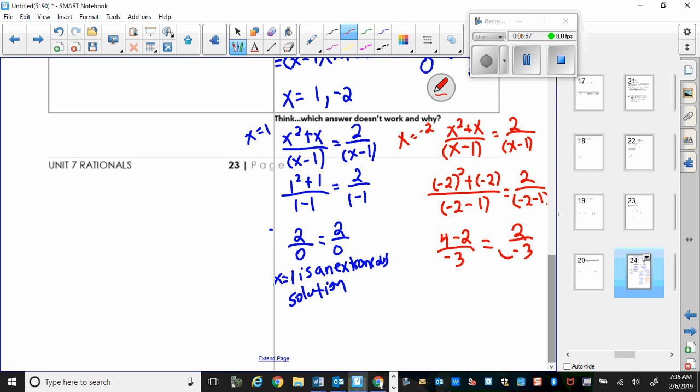So I'm going to swing that negative up for both of these. And I have -2 over 3 equals -2 over 3. So x equals -2 is the only solution here.